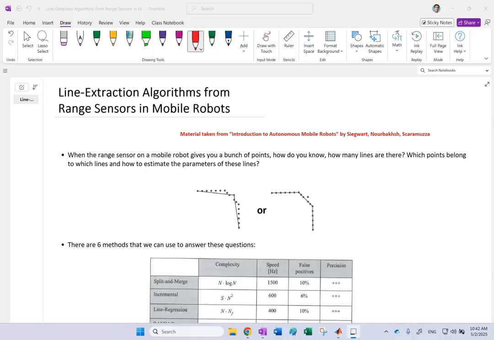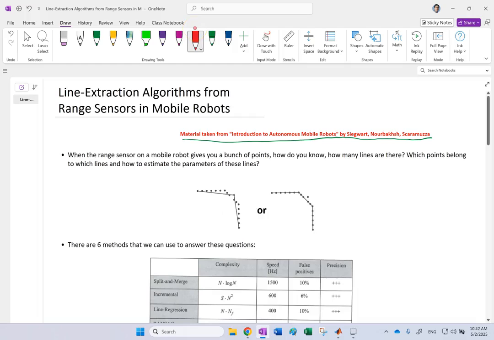Hello everyone. In this video, we are going to talk about line extraction algorithms from the data of range sensors like LiDARs, ultrasonic, and so on that are used in mobile robots. Like previous robotics videos that I had on mobile robots, the material here is coming from this amazing book, Introduction to Autonomous Mobile Robots by Siegwart, Nourbakhsh, and Scaramuzza. Amazing book.